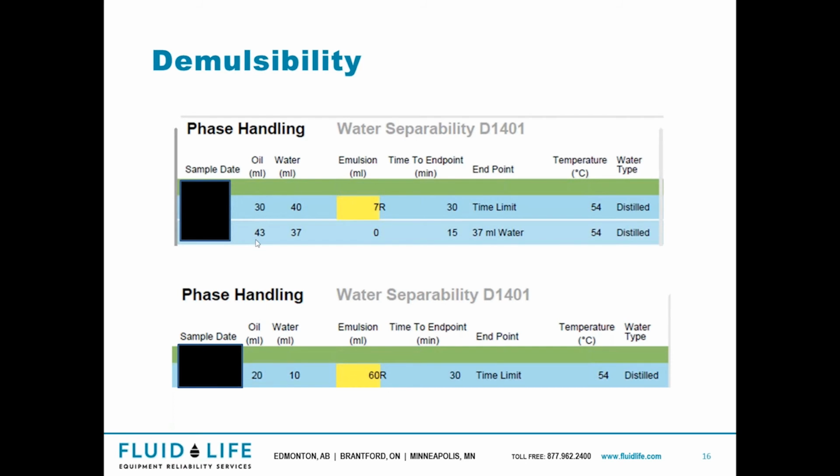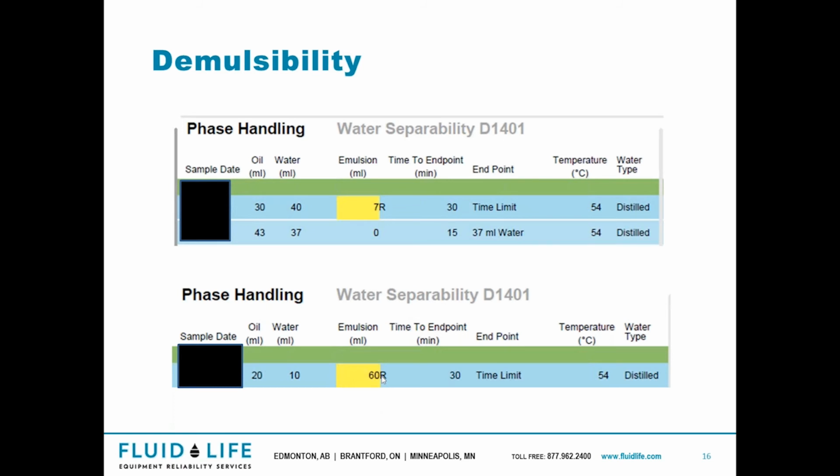Here is basically a perfect test, 43-37-0 oil, water, emulsion after 15 minutes. That's a good example of an oil that sheds water very easily. And you can see that it's actually starting to deteriorate, and so it's starting to hold on to water a little more. After 30 minutes on the most recent sample, it's now at 7 emulsion. And so it's starting to hold. And then the second sample, we have a complete fail. It is mostly emulsion after 30 minutes. And this is something that they have to worry about.